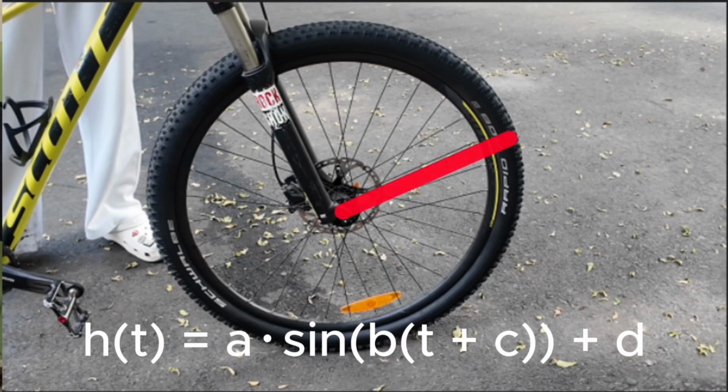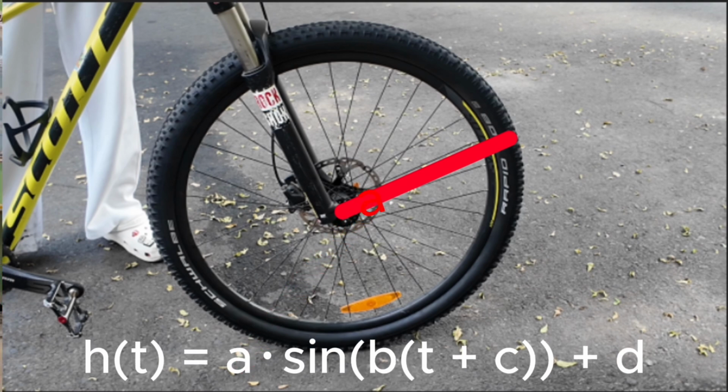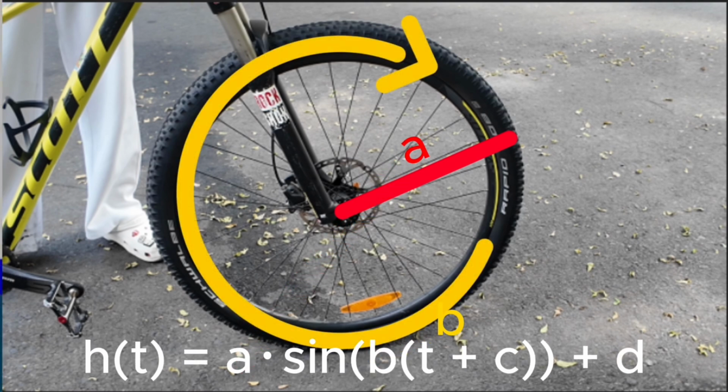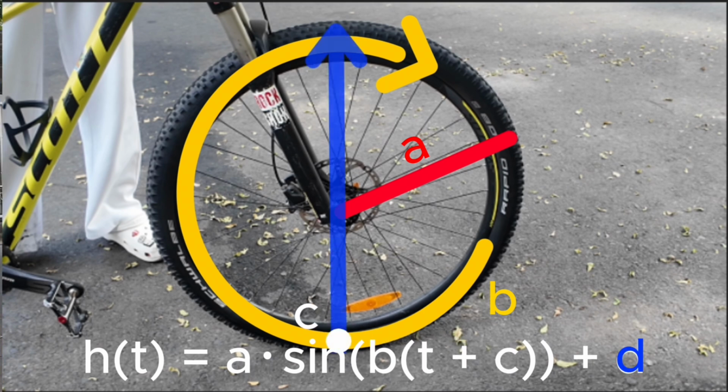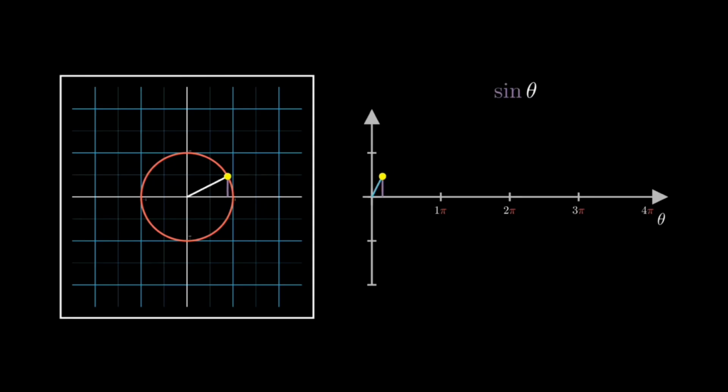Here's what the variables mean. A is the amplitude, the radius of the wheel. B controls the frequency, how fast the wheel is spinning. C is the horizontal shift, when the motion starts. And D is the vertical shift, the height of the wheel's center. As the wheel turns, that point rises and falls, just like a wave. So if you track its height over time, you'd get this beautiful curve right here.